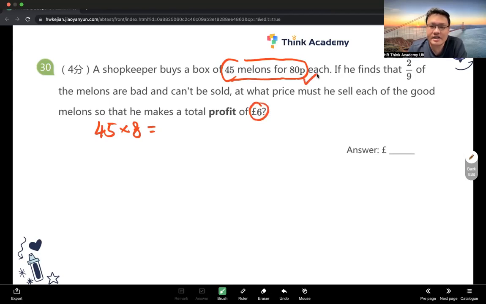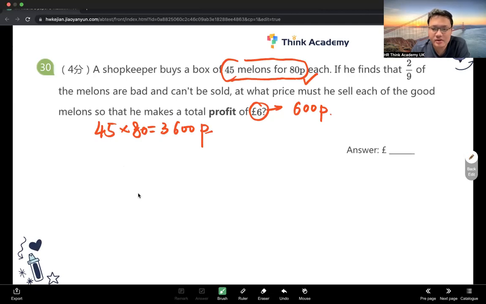And you see that this is 80 pennies and this is 6 pounds. So you need to convert them into the same units. So let's do 600p. Okay, guys, just do the calculation. Tell me, what is the total cost? 45 times 80 equals what number? 3,600, right? That's the total cost.